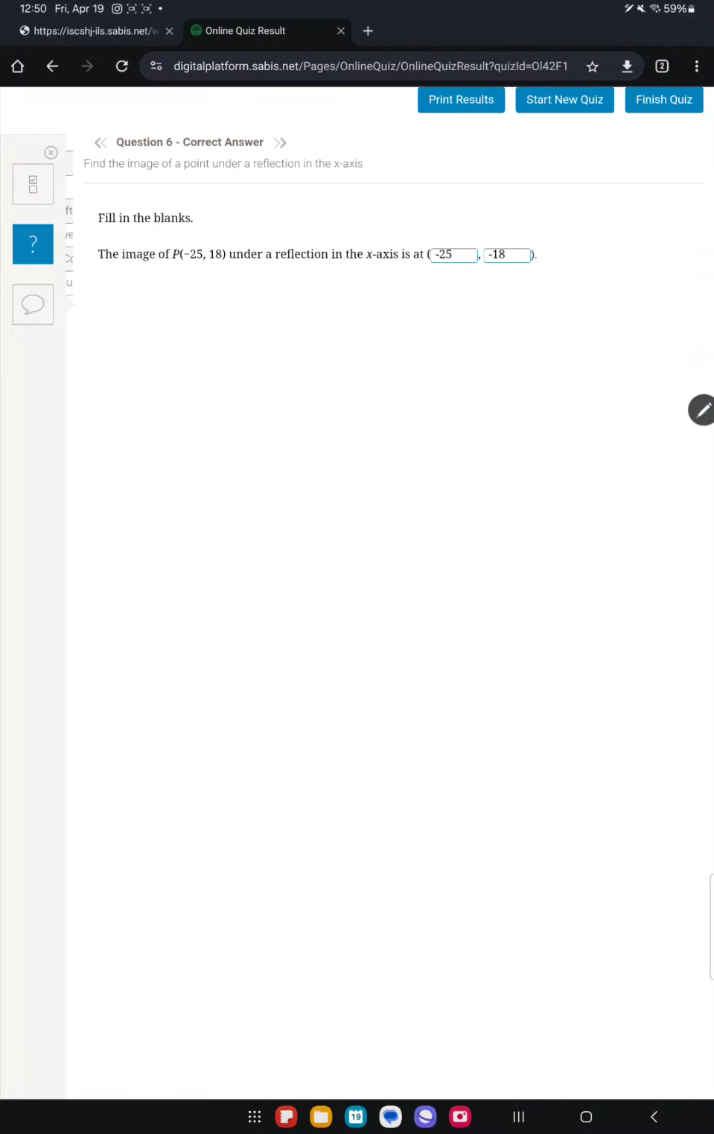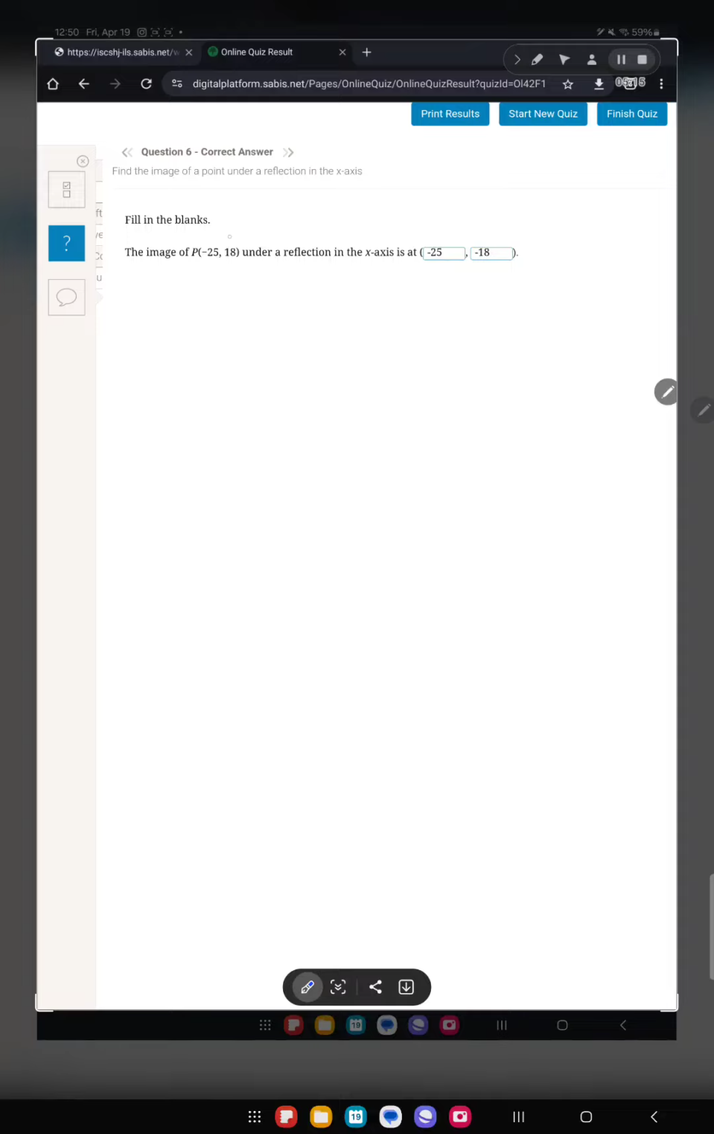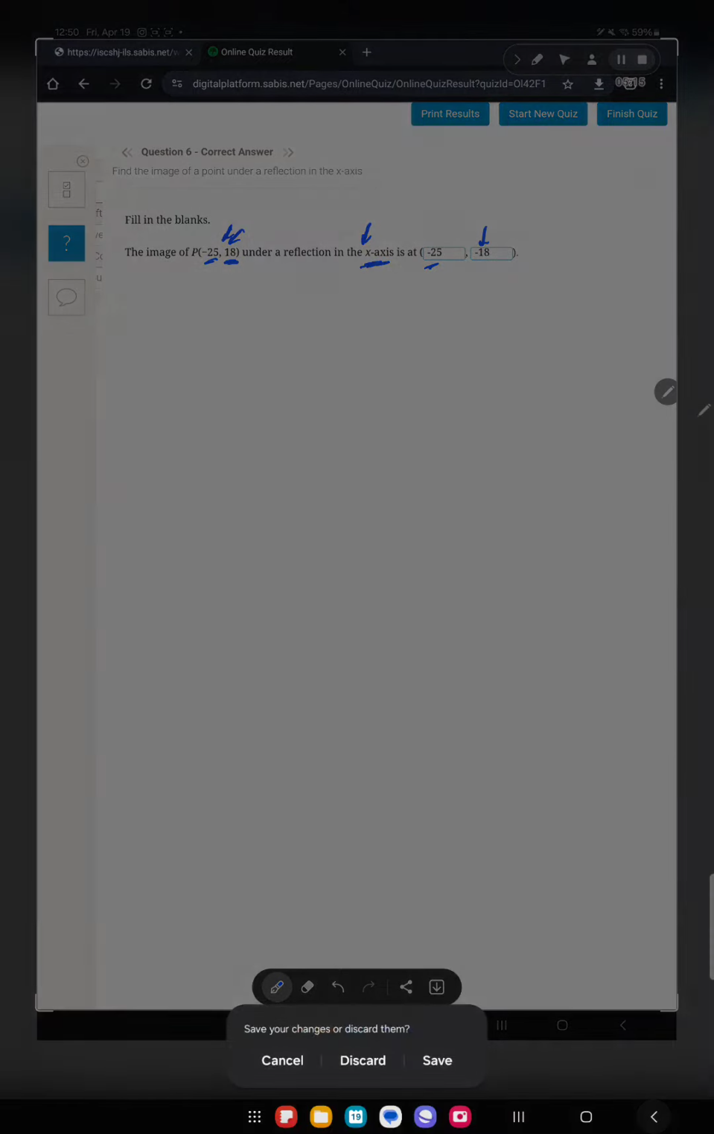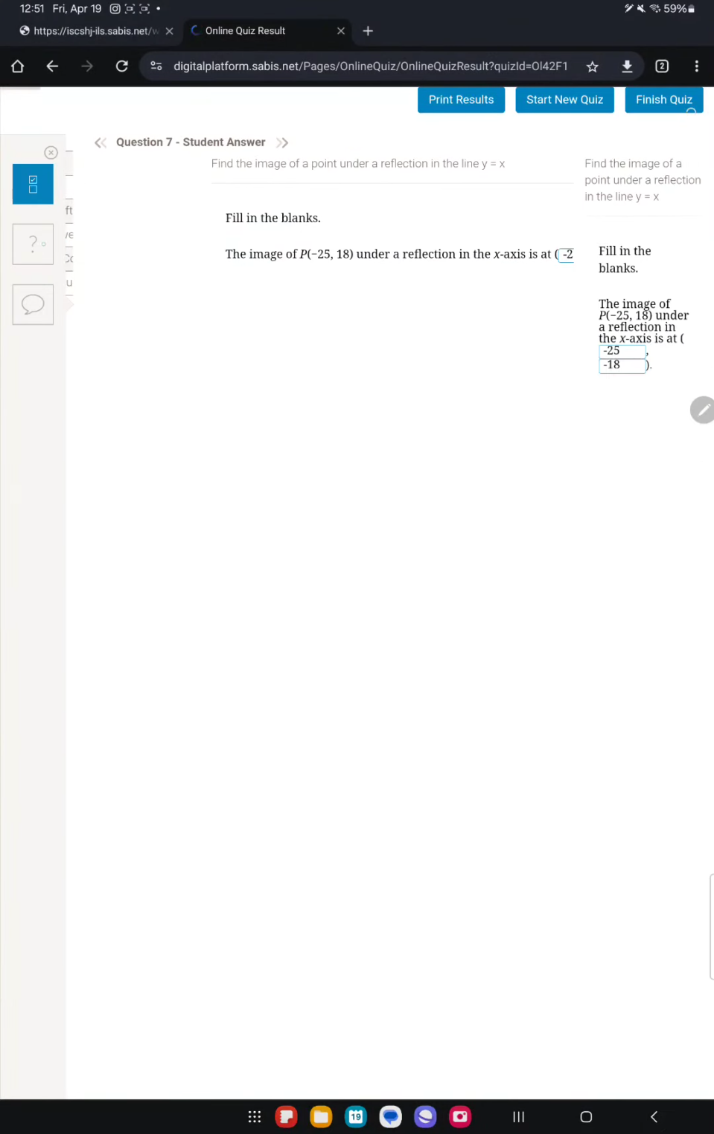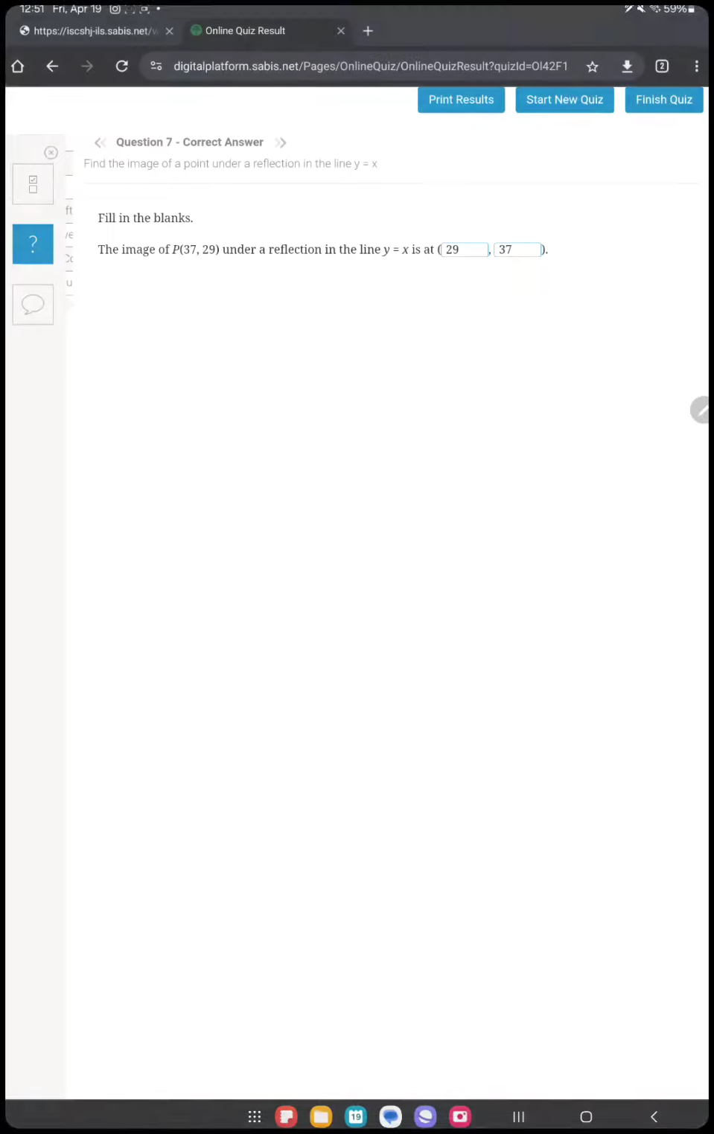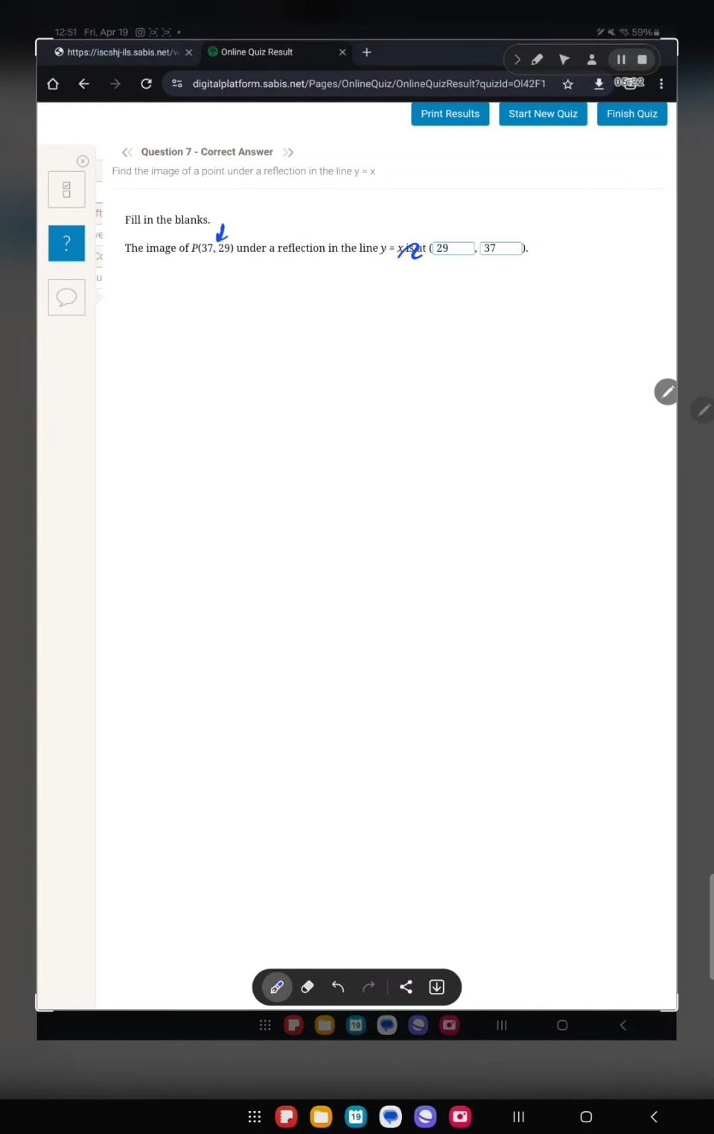Question 6. The image of the same point, (minus 25, 18), on the reflection in the x-axis. Reflecting about the x-axis means you change the y. So the x stays the same, minus 25, but the y becomes minus 18 now. Question 7. The image of (37, 29) on the reflection of y equals x is (29, 37). When you have y equals x, (a, b) goes to (b, a), always. So (37, 29) goes to (29, 37).